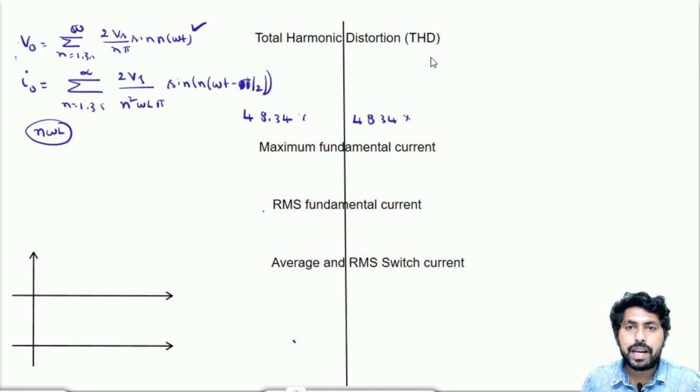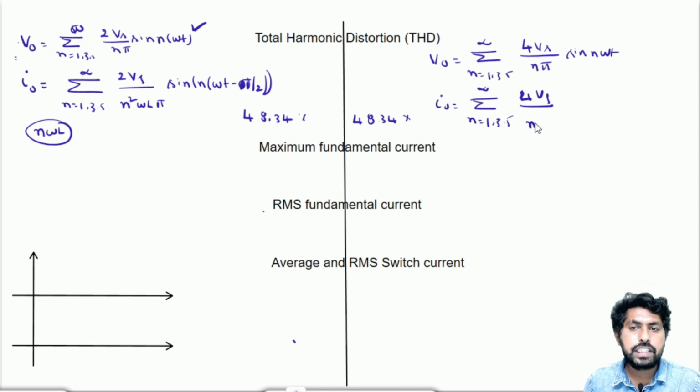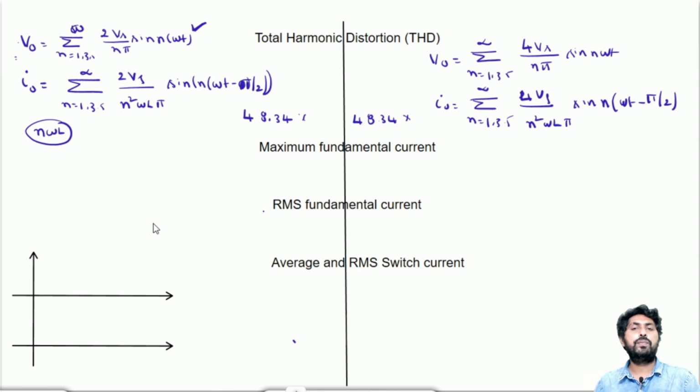Now let me write the expression here. V naught equals sigma n equal to 1, 3, 5 to infinity, 4 Vs by n pi into sine n omega t. So I naught will be sigma n equal to 1, 3, 5 to infinity, 4 Vs by n square into omega L pi into sine n omega t minus pi by 2.